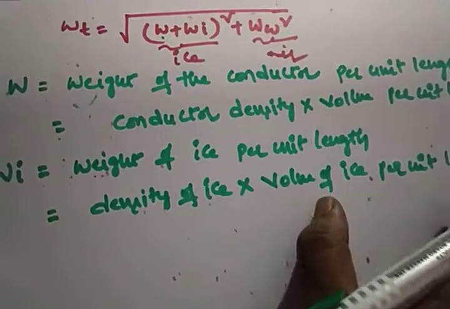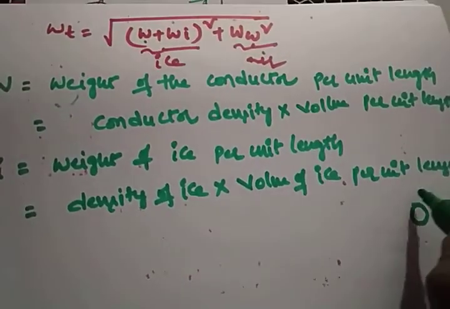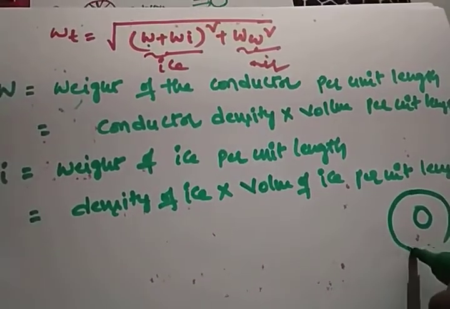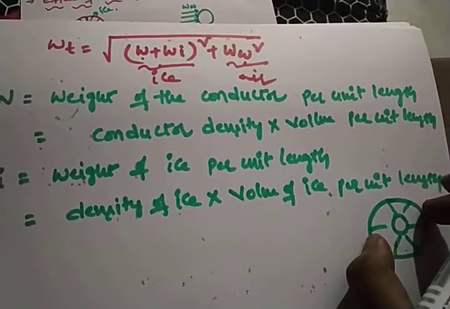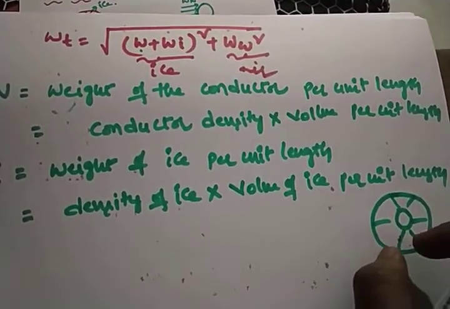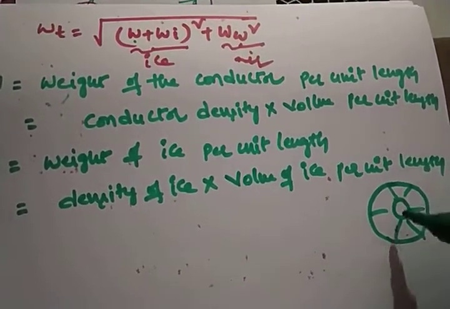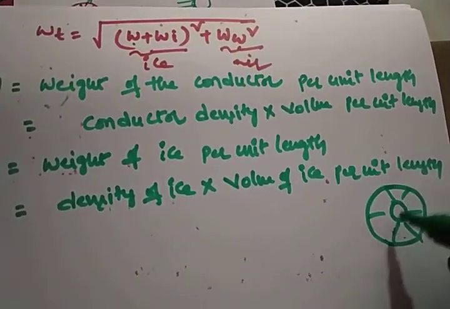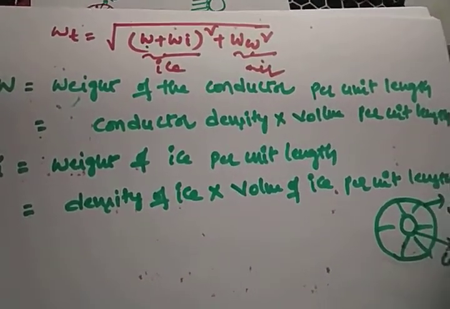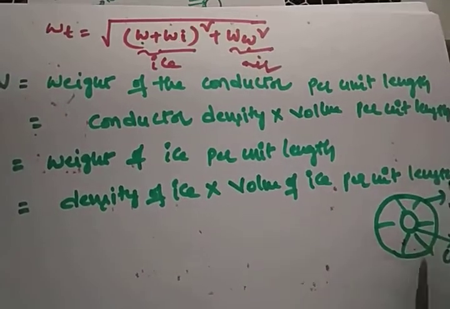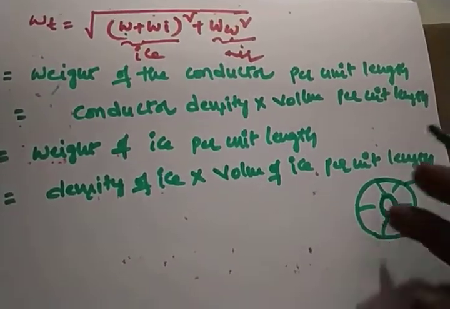So what is the volume of ice per unit length? Consider this is cylindrical, right? This is the conductor, and this is the ice. So what is the volume of ice itself? First you have to calculate the total volume, and from it subtract the conductor volume. You will get the ice volume. You need the ice volume, so from the total volume, if you remove the conductor volume, you will get only the ice volume.